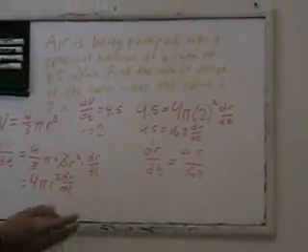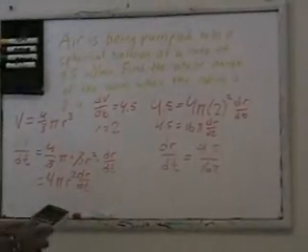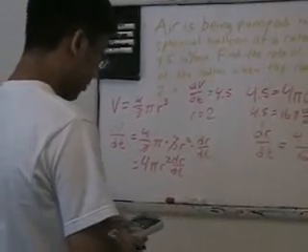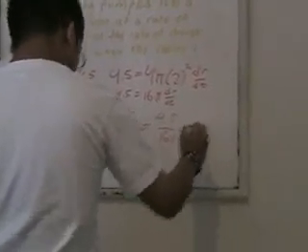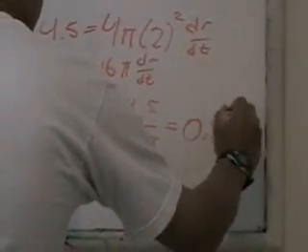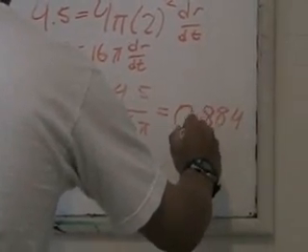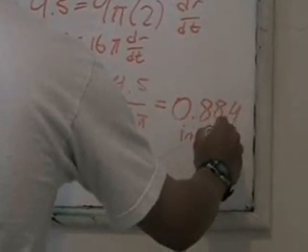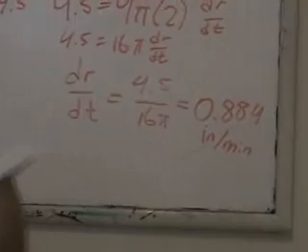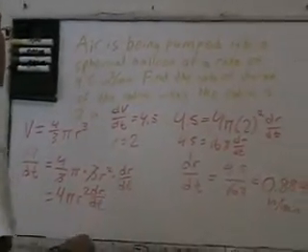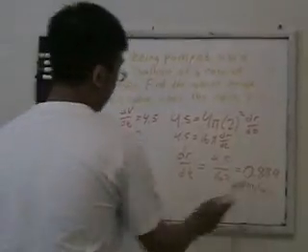And of course, I can't do that mentally, so I'm going to enlist the aid of the calculator. 4.5 divided by 16 pi. And it is approximately equal to 0.884 inches. Now, always remember the units. Okay? In this case, it's given that it was inches, and since the rate of change of the volume was in cubic inches per minute, it's over minutes as well.